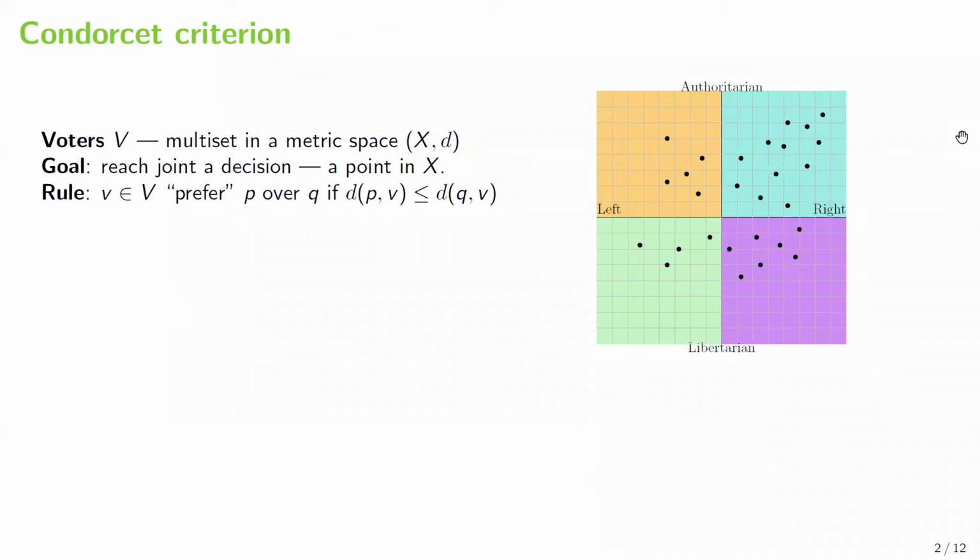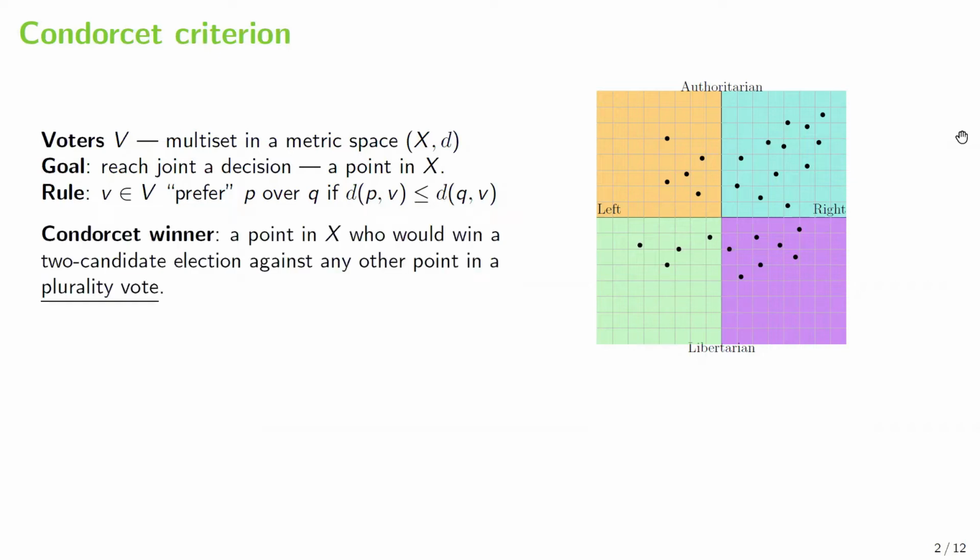More formally, we define our voting system as follows. We are given a multiset of voters, which are points in some metric space (X, d), and their goal is to reach a joint decision, or in other words, decide on some policy, which is also a point in the metric space. The voting rule is that a voter v prefers a policy p over another policy q if its distance to p is smaller or equal to its distance to q. Now, which policy would win the vote?